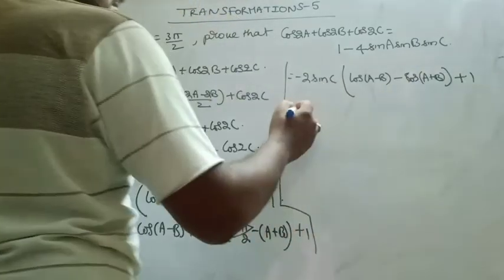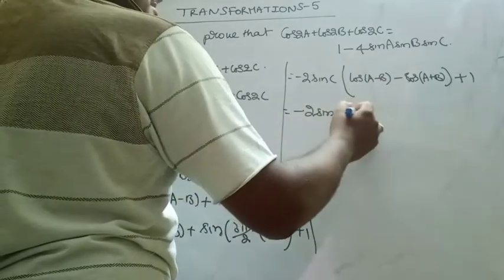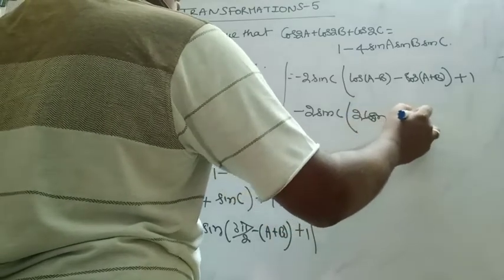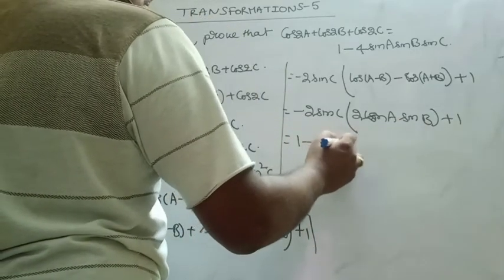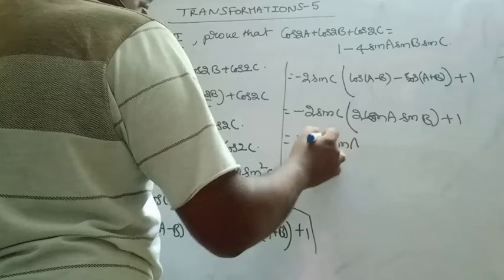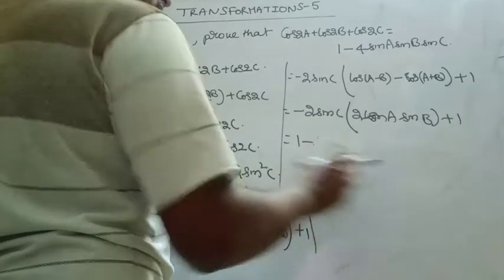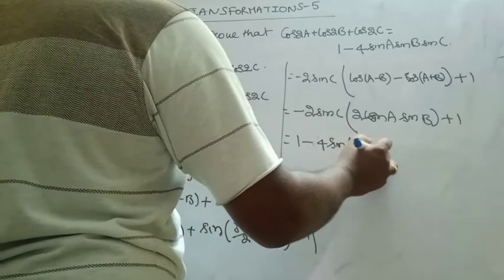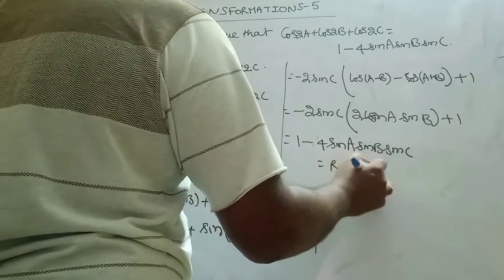plus 1, like this. Now this is minus 2 sin c into (cos (a minus b) minus cos (a plus b)), that is nothing but what you will be getting, 2 sin a sin b, plus 1. That is nothing but now 1 minus 2 into 2, 4, you have here now. 1 minus, we have here my dear students, 1 minus 4 into sin a sin b sin c, like this. This is what the right hand side part is.